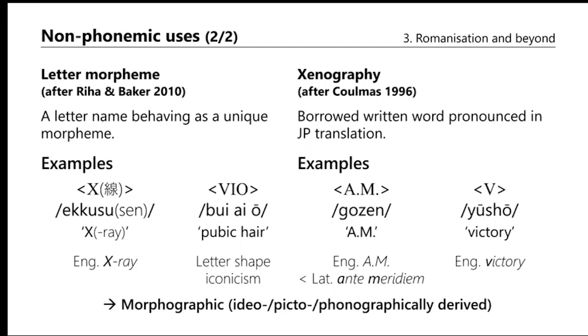The last item here is V, standing for 優勝 or victory in a tournament. We see that in many newspapers and magazines highlighting sport events. Again, there is no grapheme to phoneme correspondence, probably described as morphographic, derived through different types of writing.